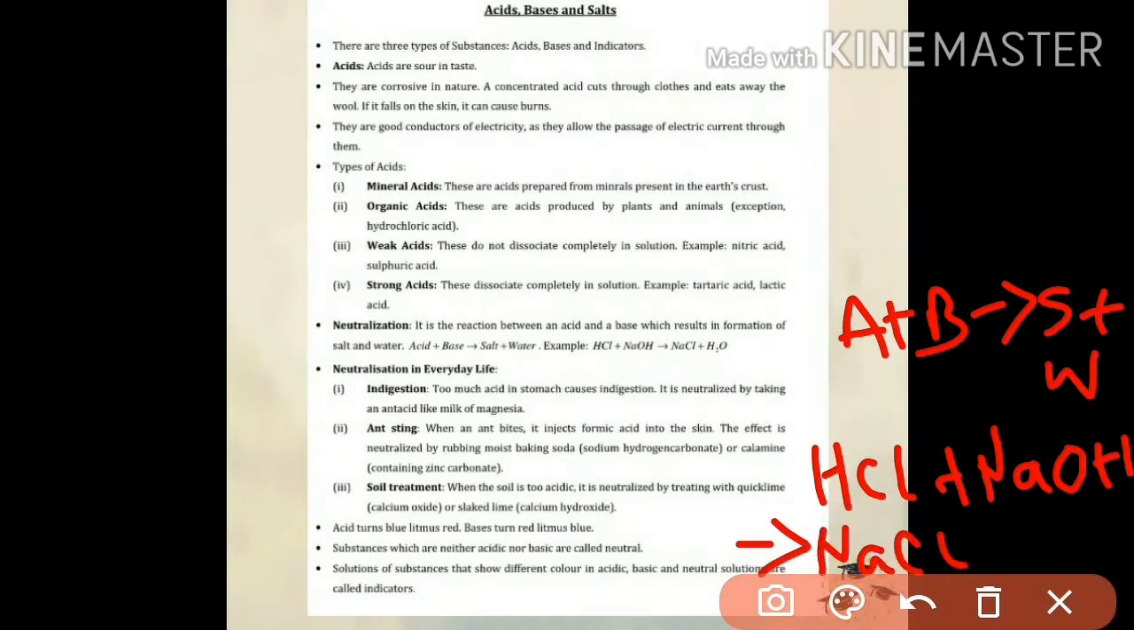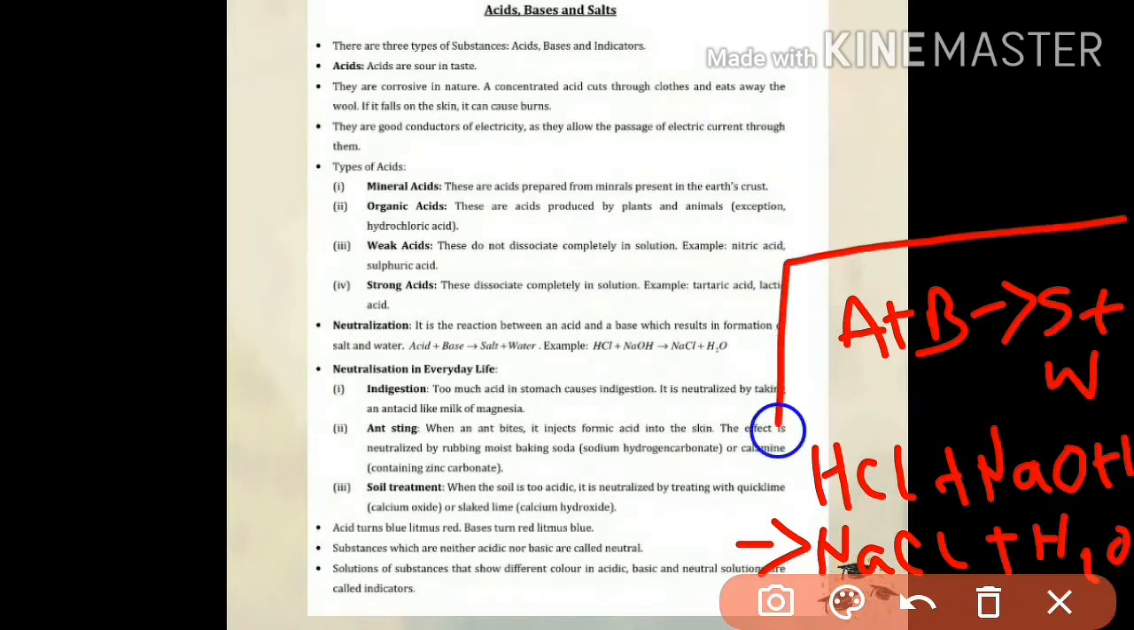NaCl. NaCl is sodium chloride. NaCl is salt. Sodium chloride is salt, plus H2O. We all know that H2O is the formula of water. So now, having said all this, we can understand the process of neutralization. So let's move further.